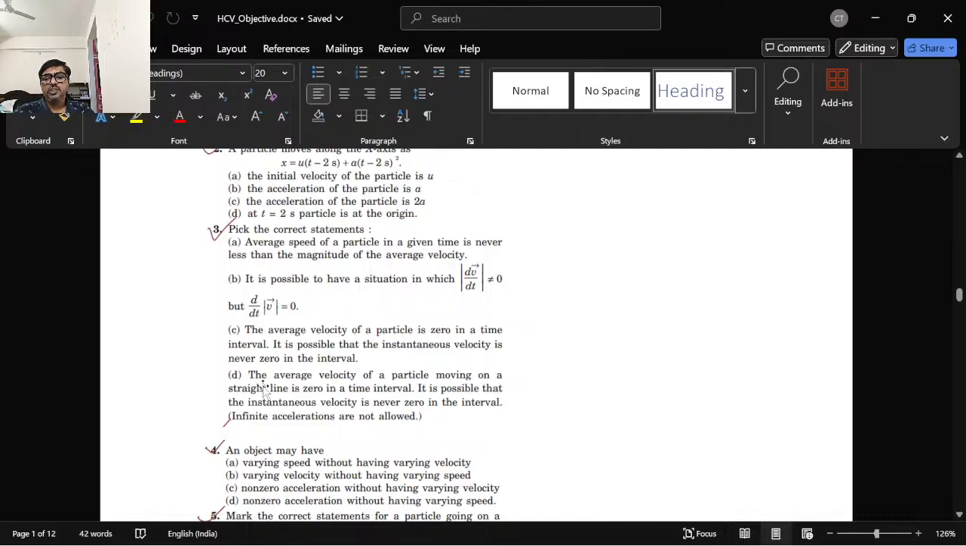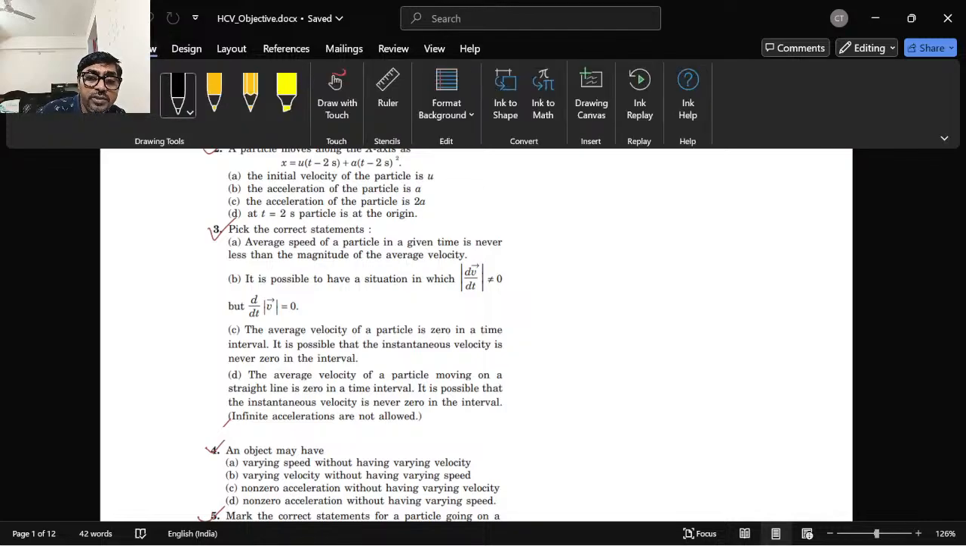So the average speed of a particle in a given time is never less than the magnitude of average velocity. This is a very important concept. Don't try to mug this up. I want you to get the feel of it. Why it is so, you need to get the feel of it. If you are not getting it, think about it, do experimentation, whatever it is, but you need to be thorough with that statement. Average speed has to be greater than or equal to the magnitude of average velocity. Distance is always greater than or equal to the magnitude of displacement. Okay.